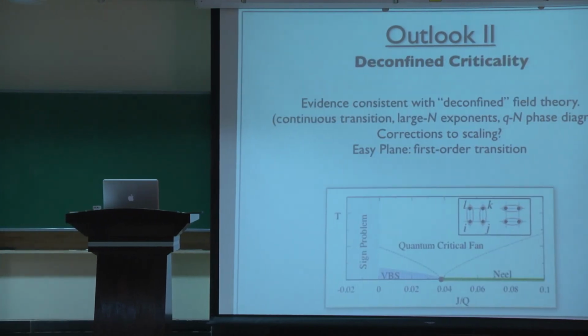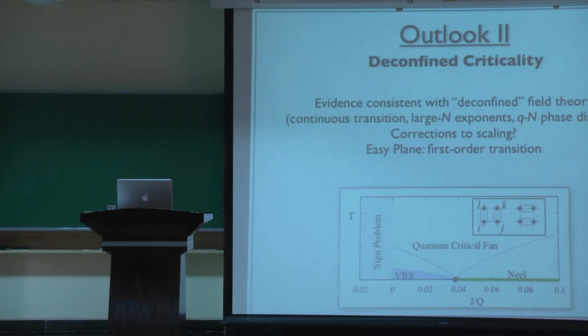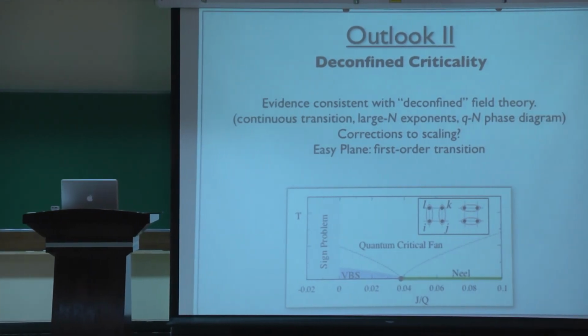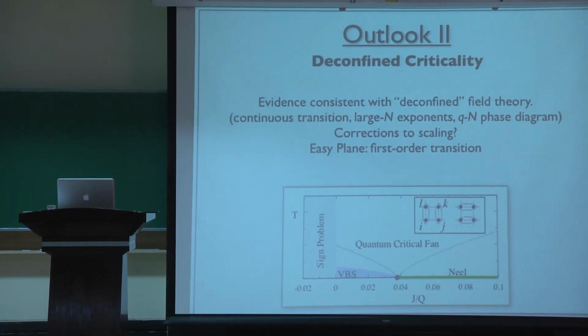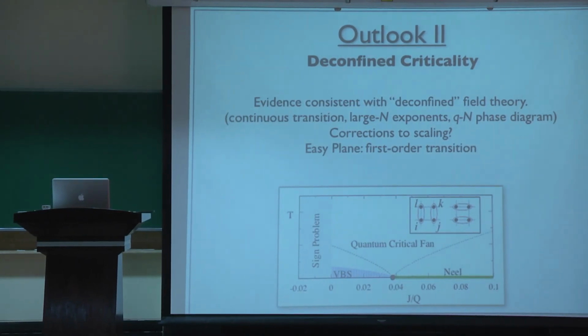Okay, then one important application of these models was to deconfined criticality. And here in the SU(N) case, we have very nice evidence that this deconfined field theory exists. I want to contrast it to the easy-plane case, where there's clear evidence for first order and strange scaling behavior. And I showed you how we can have a continuous transition with large-n exponents which agree with 1/n expansions. And we have this nice phase diagram which classifies all bipartite deconfined criticality in 2 dimensions.